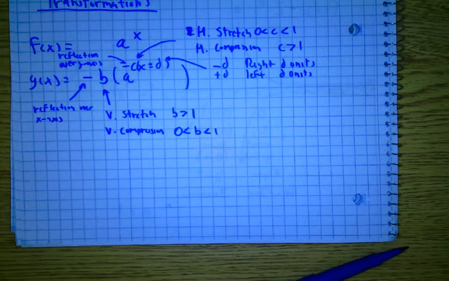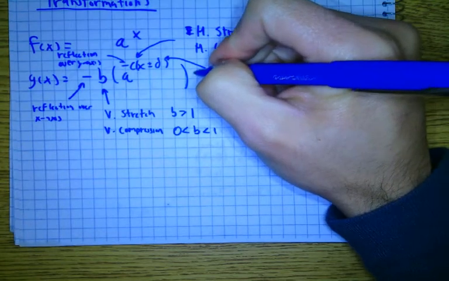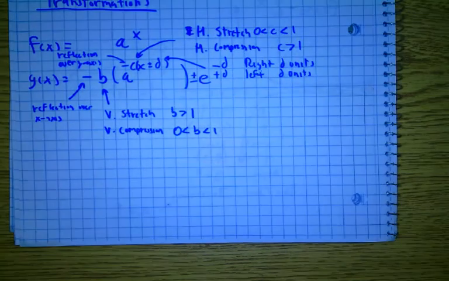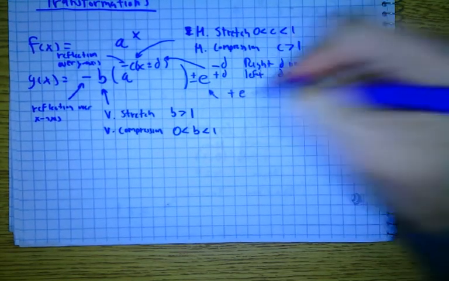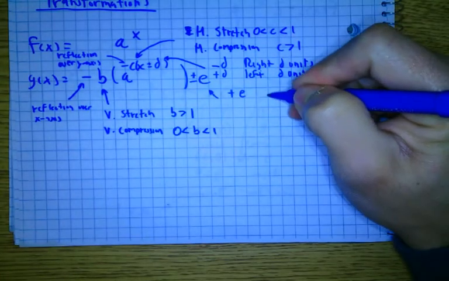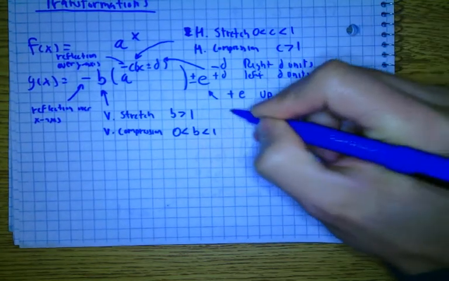Which leaves us with our last type of transformations, which would be what? Up or down. So how do I move up or down? You add or subtract a number on the outside. So I'm going to call it plus or minus e. Cool? So e, if it's positive e, what does it do? Up e units. If it's negative e, it would go down e units.